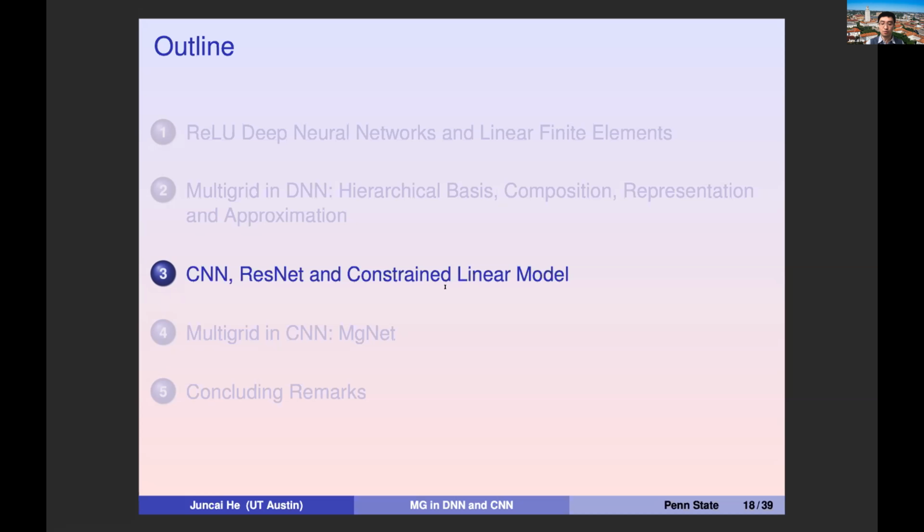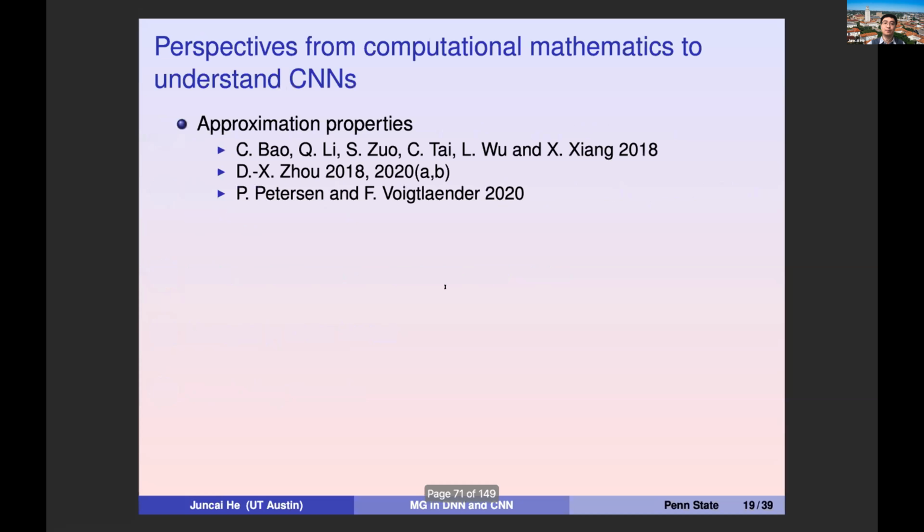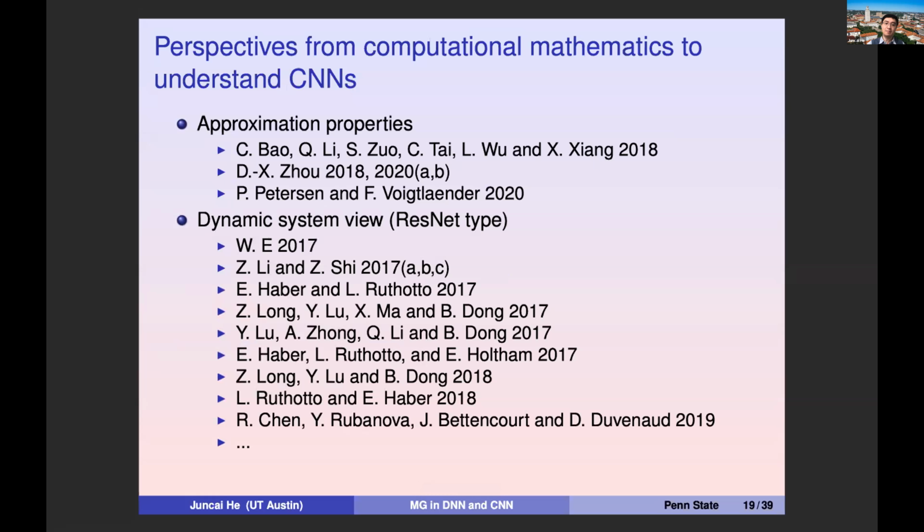Okay, then we try to move to say something about CNN, how to originally involve multigrid into CNN, which in some sense is more natural, because there are many ideas to try to understand CNN. First one is approximation property, which is very similar to the DNN case. But recently, this dynamical system view to understand ResNet is very popular. There are many works here.